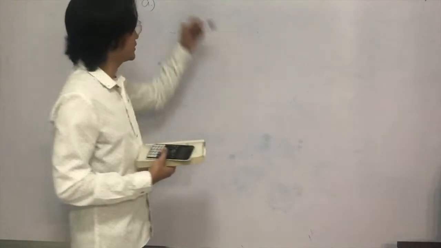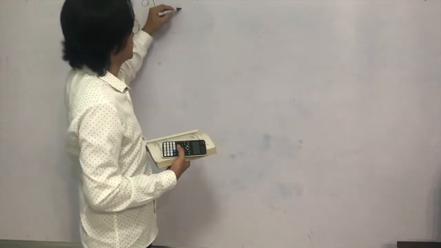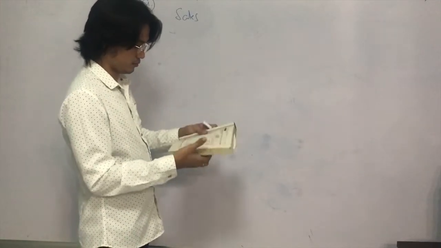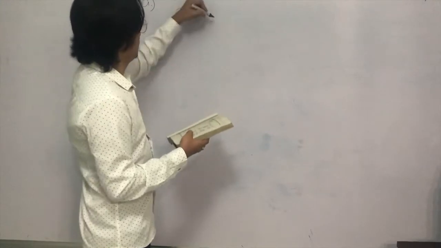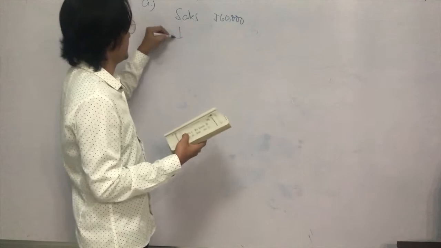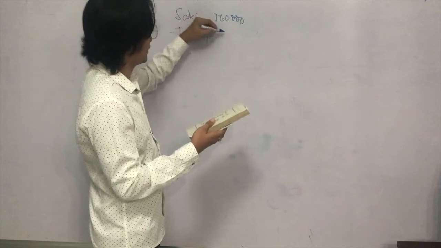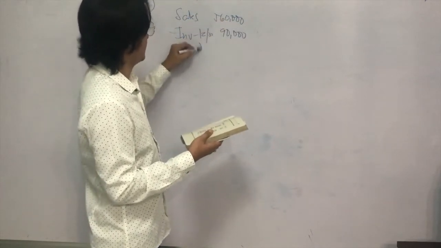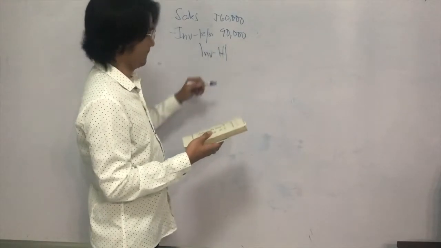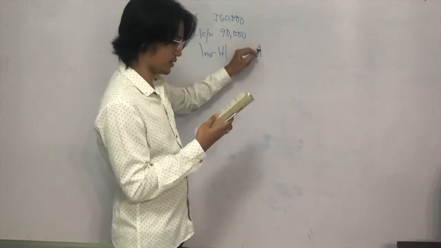As for the home office, same thing. We close sales. Sales for home office amounts to 560,000. And then we establish the inventory. The remaining inventory on December 31 is 90,000. Credit inventory beginning, and that amounts to 45,000.